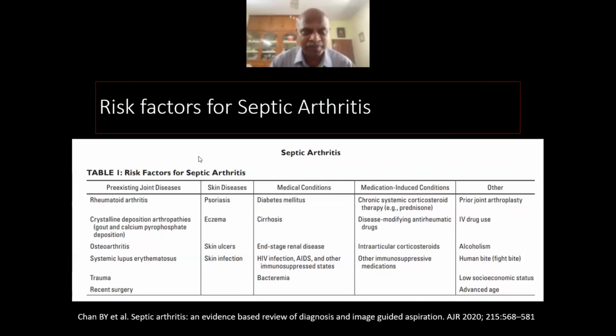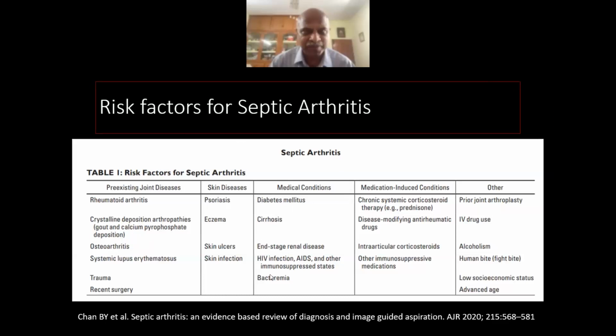Right. So let's see the risk factors for septic arthritis. We've already discussed that pre-existing joint disease is a predisposition for development of septic arthritis. That's because in all of these conditions, there's more synovial vascularity. But apart from these, there are a fair bit of other medical conditions, skin diseases, even minute breaks in the skin that can result in staphylococci and streptococci getting into the bloodstream and causing bacteremia and septic arthritis.